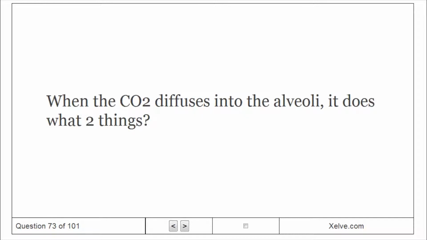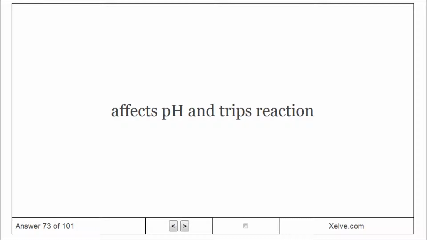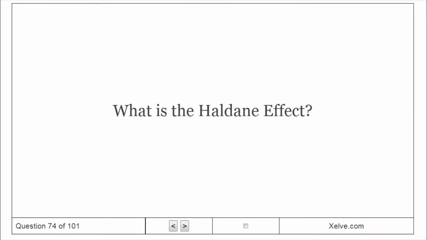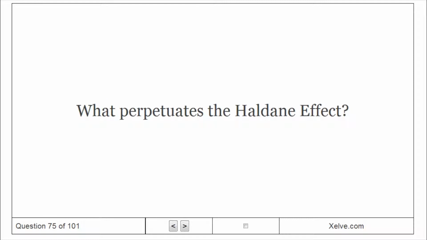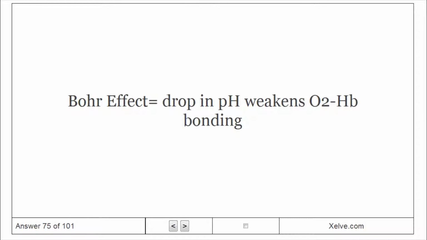When the CO2 diffuses into the alveoli, it does what two things? Affects pH and Krebs reaction. What is the Haldane effect? The greater the increase in pCO2, the more room to carry pCO2. What perpetuates the Haldane effect? Bohr effect equals drop in pH weakens O2-Hb bonding.